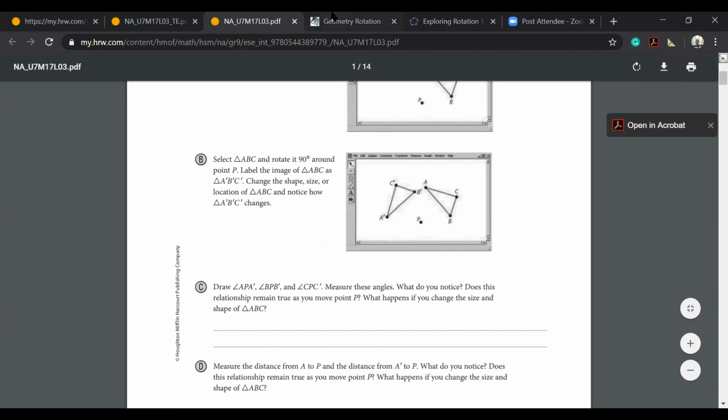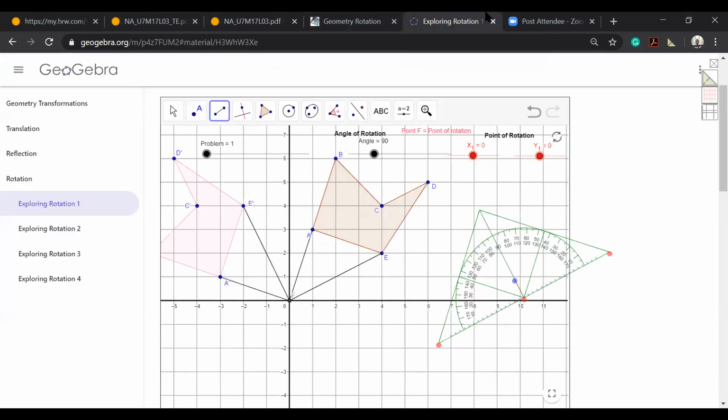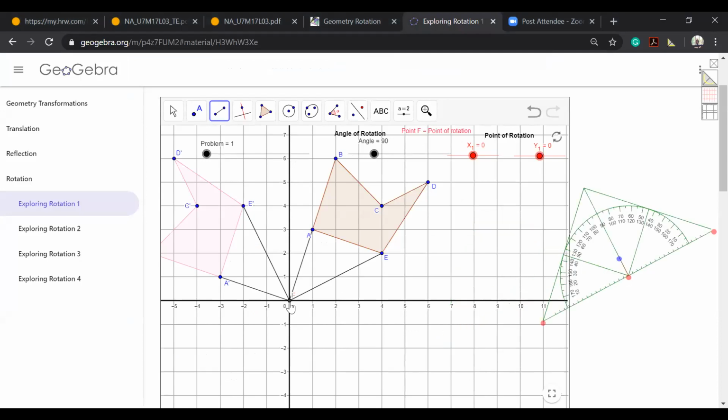Which means, what if my center of rotation moved? Let's go back in here. Yani instead of here, it became any other point, for example here. What will happen to the angles? So I'm playing with the center of rotation.